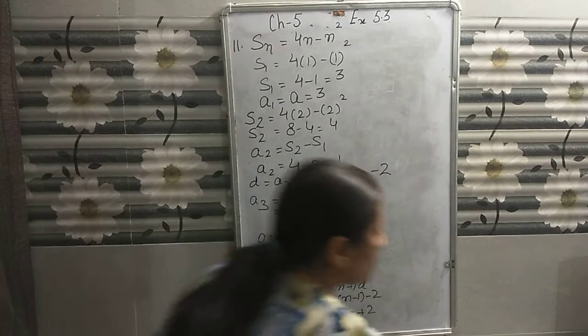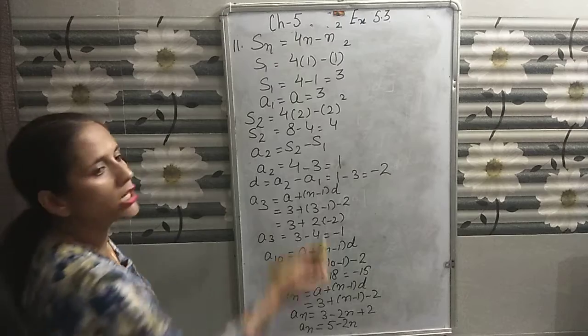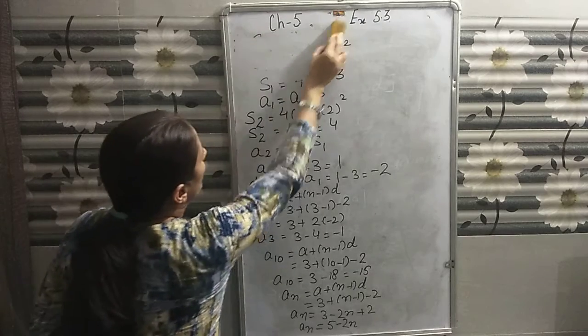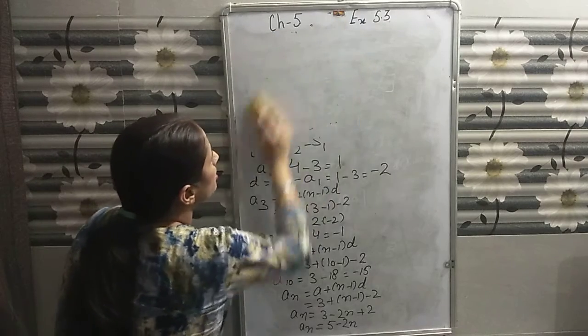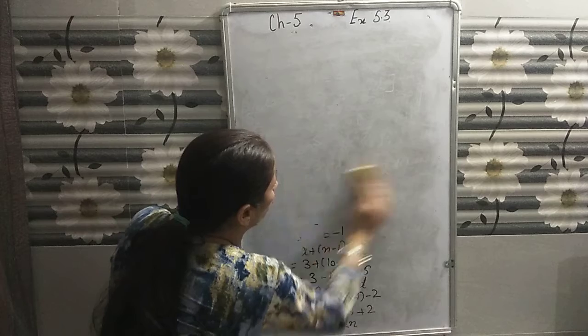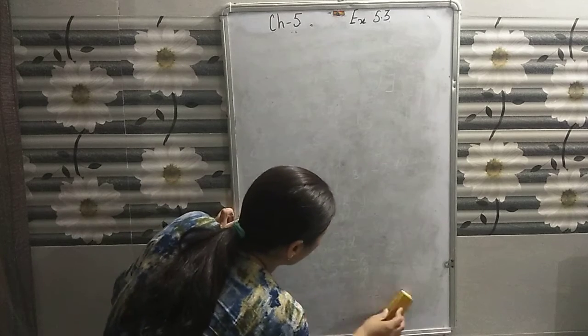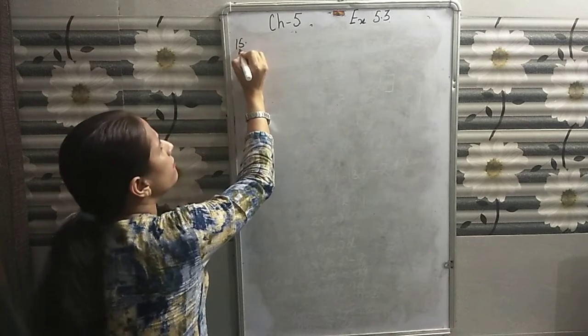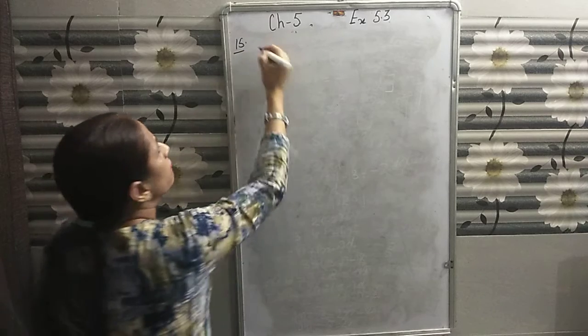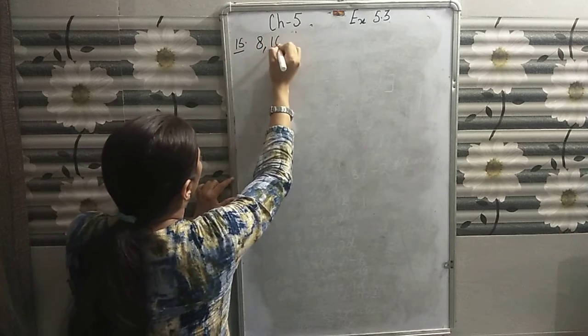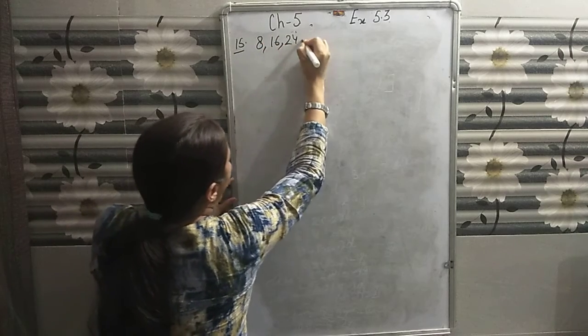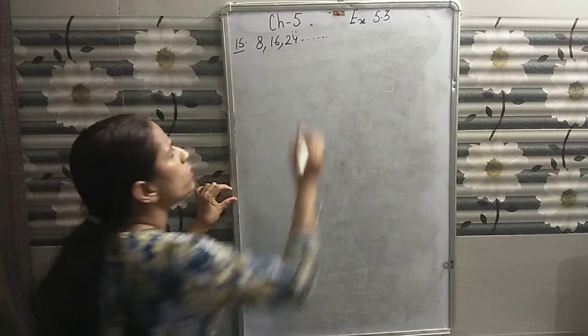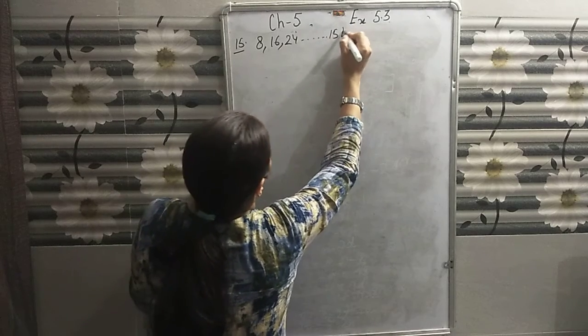Now I am further moving to question number 13. In question number 13, you have to find the sum of consecutive 15 multiples of 8. Now the consecutive 15 multiples of 8: first one is 8, then 16, 24 and so on. It continues till 15 terms.